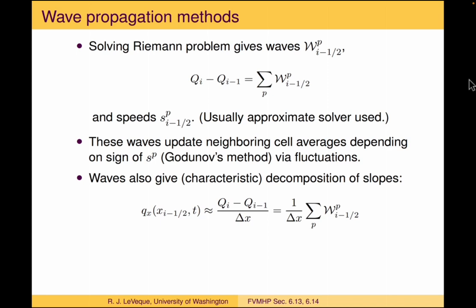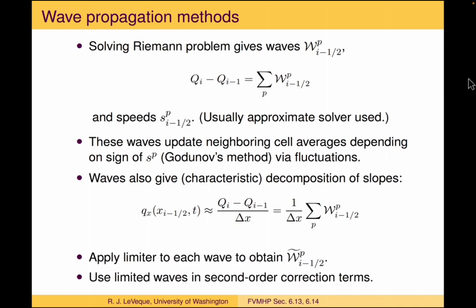But then those waves we can also think of as giving us a decomposition of the slopes. So another way to think about this is that if we look at the derivative of q with respect to x, that's approximately the jump in q divided by delta x, and the splitting of the jump in q is a splitting of the slopes, and then we can use those together with limiters, applying a limiter to each one of these waves as a way to add in the second order correction terms that, in the case of smooth flow, would give us something close to second order accuracy.